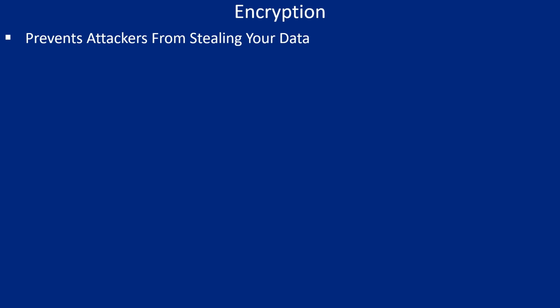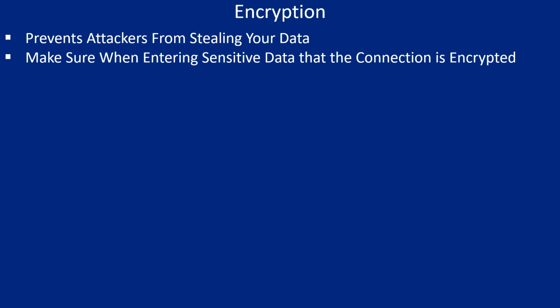Encryption makes data unreadable unless the decryption key is used to decrypt the data. You should make sure that any website you need to transmit sensitive data to, like your credit card number, uses encryption technology to keep the data safe as it is being transmitted. To do this, make sure the site has a padlock icon and the URL begins with HTTPS.